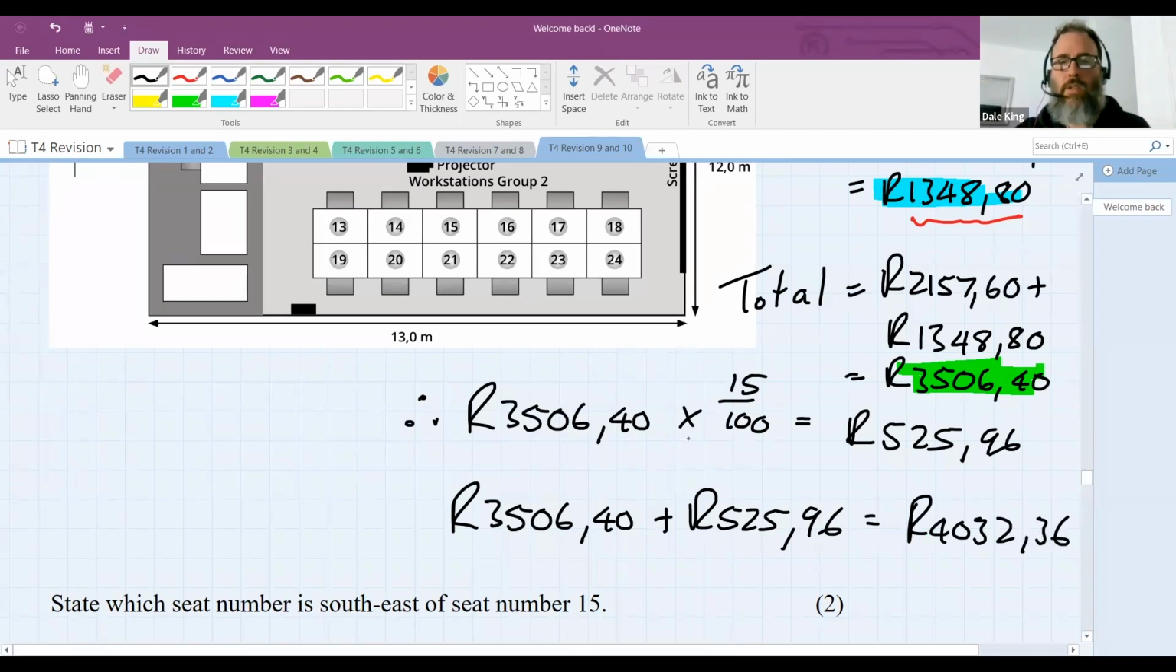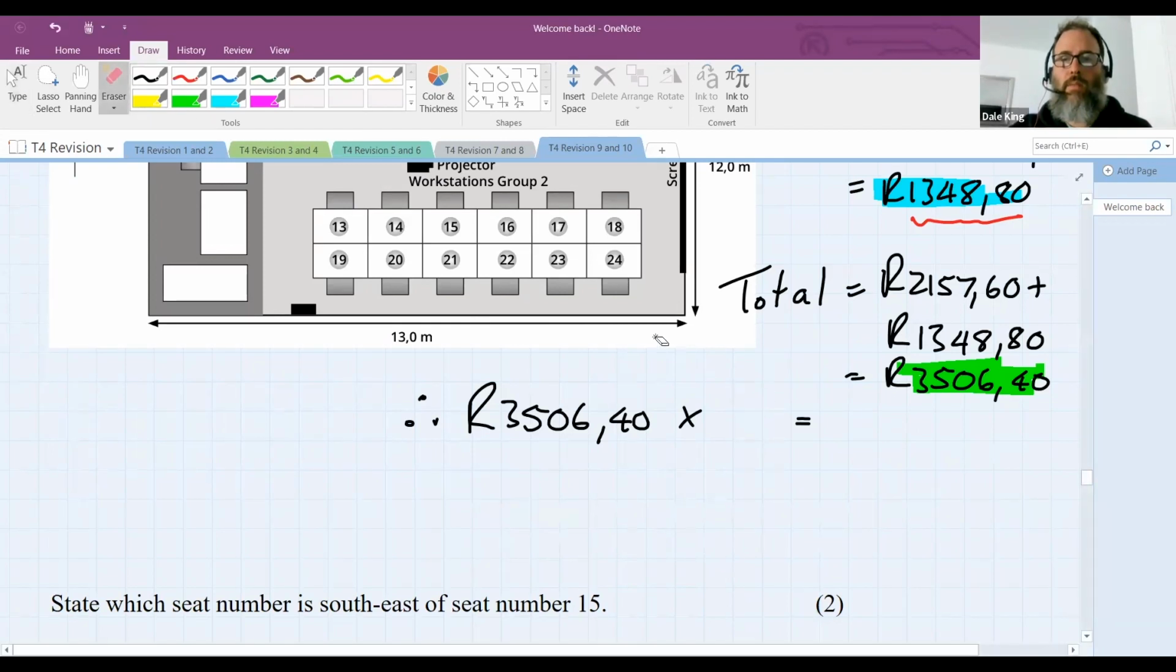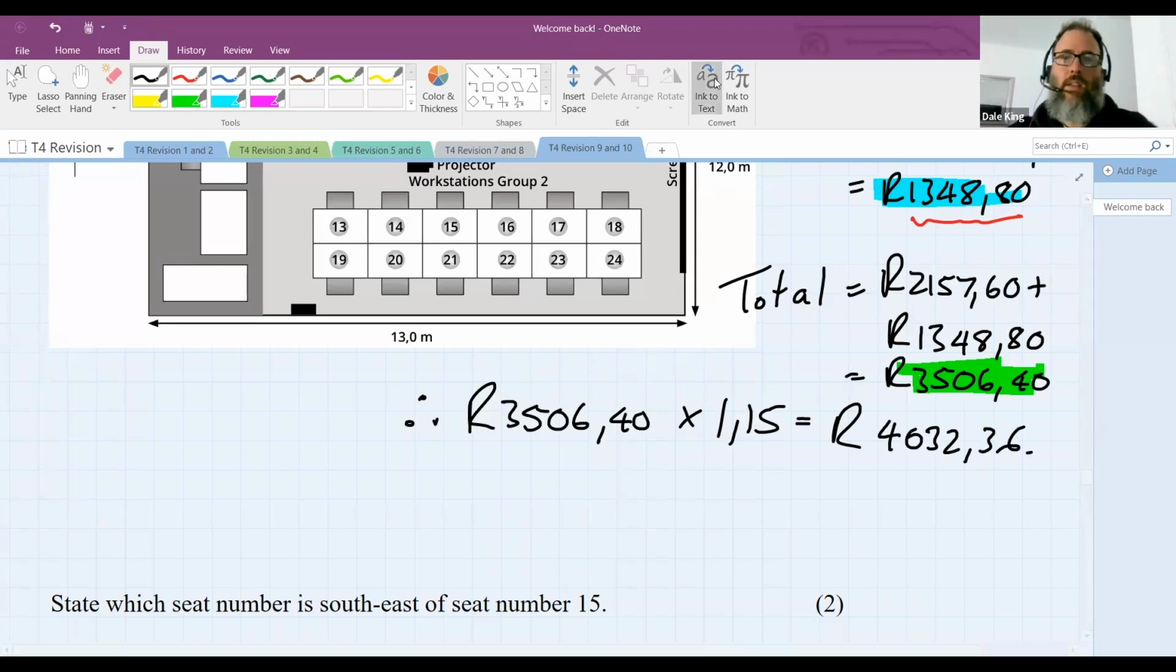So that's the two-step process. Work out the VAT portion and then add the VAT portion on. If we go back to the original calculation that I had before, you'll see it's very, very simple. We just multiply by 1.15, and this gives us the same answer. Nice and easy, 4032.36. So either way, you'll get your marks if you do it.